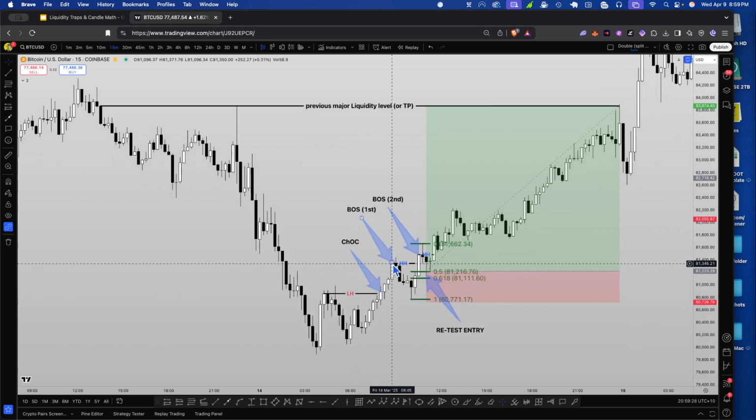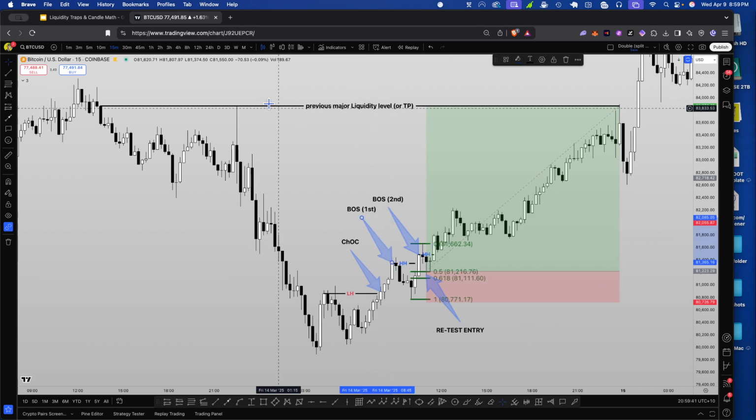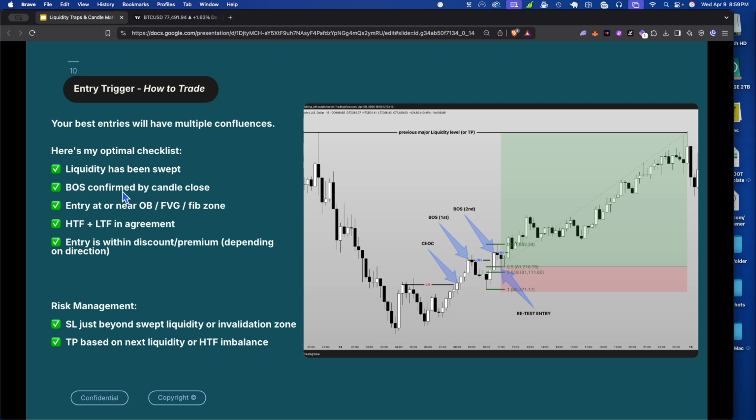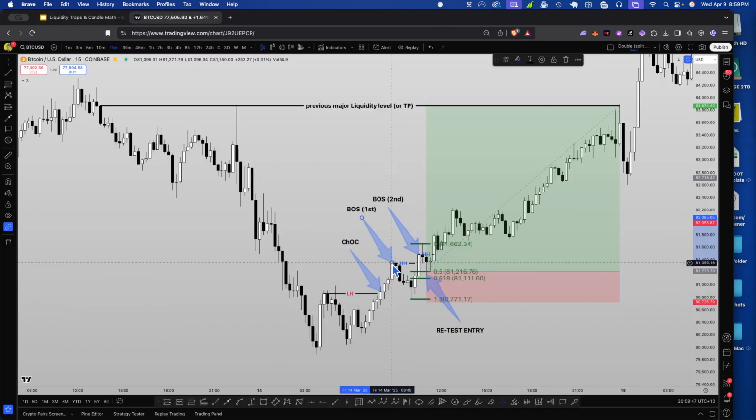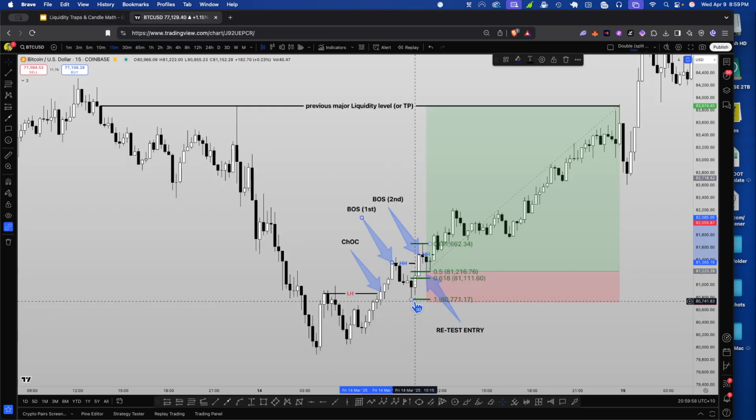Then what do we have? We have a breaker structure. From the change of character, we've gone past the previous high, and then we print a new high. So this first breaker structure becomes a high, right? The breaker structure is now confirmed by a candle close. Yes, we are much higher, so I'm happy with that second confirmation. And then we want to see an entry at or near a fair value gap or an imbalance or a fib zone. Do we have a fib zone here?